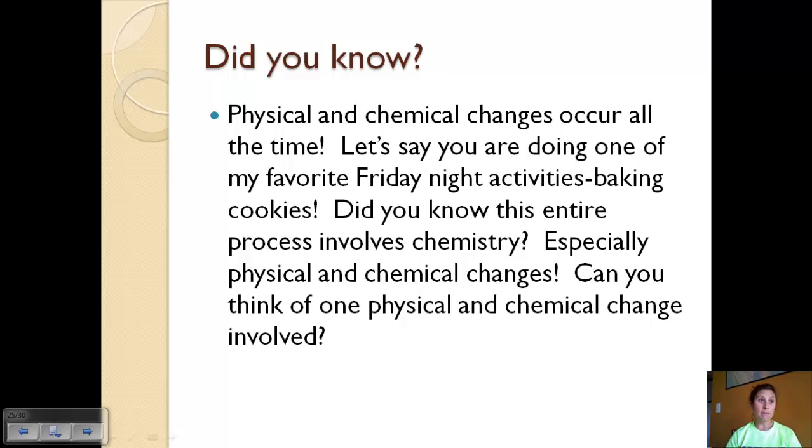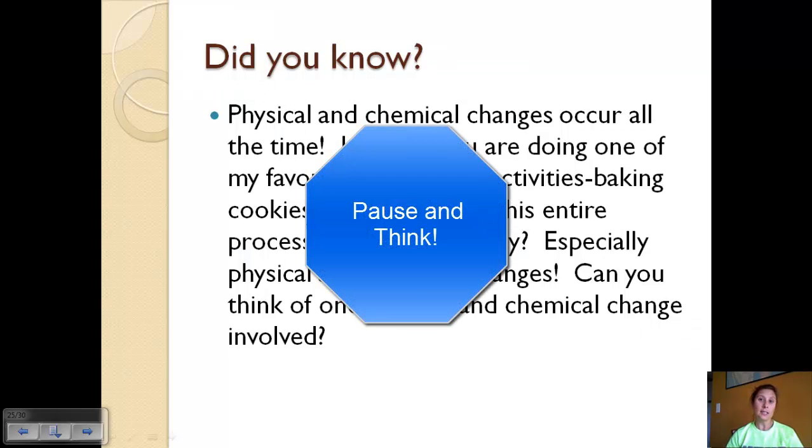So let's say you're doing one of my favorite Friday night activities, baking cookies. Did you know this entire process involves chemistry, especially physical and chemical changes? So can you think of one physical and one chemical change that's involved? So take a minute to think about it.